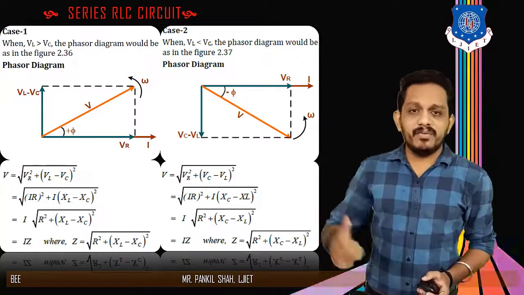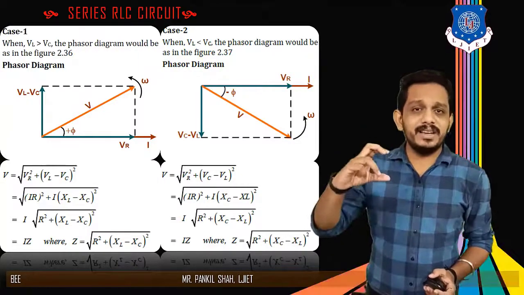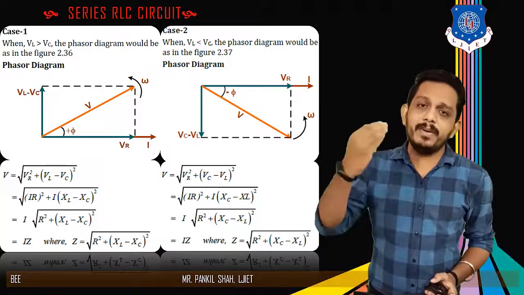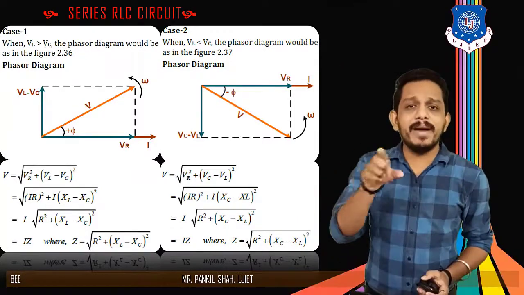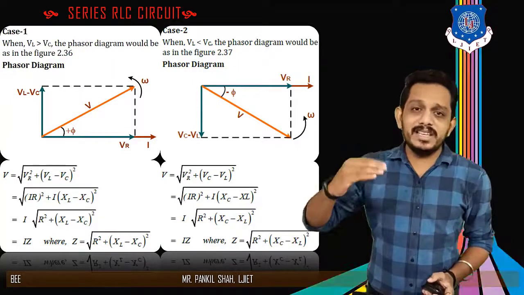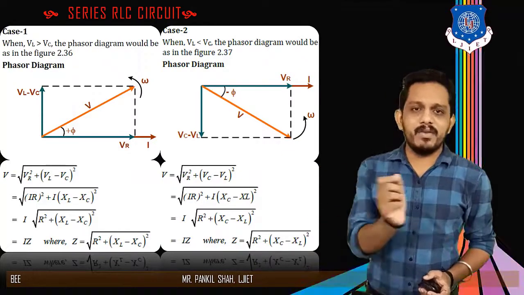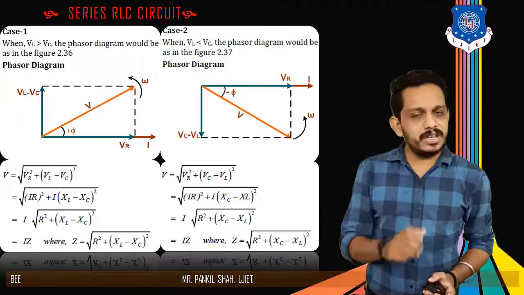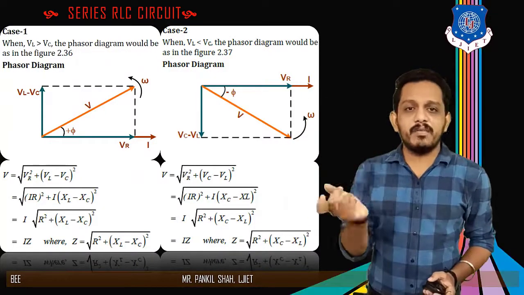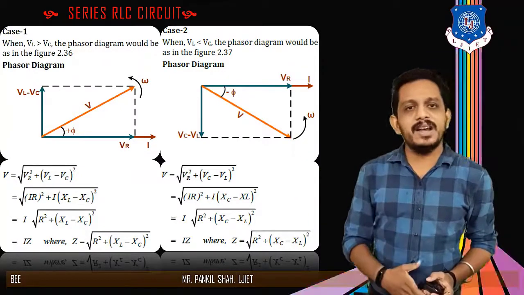So if in the first case VL is greater than VC, that means VC on the downside will be small and VL on the upside will have a larger value. So VL minus VC will be done, and the resultant vector VL minus VC is on the upper side of that phasor diagram. Now we have the current as a reference, VR is in the same phase as the current, and VL minus VC is the resultant voltage of the inductor and capacitor, and it is on the upper side of this phasor diagram.